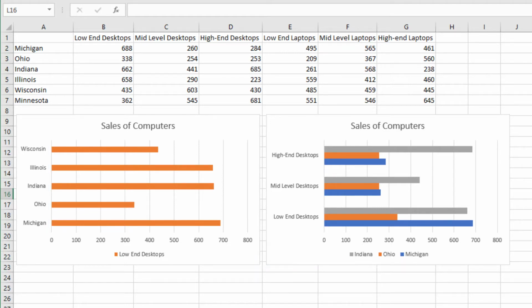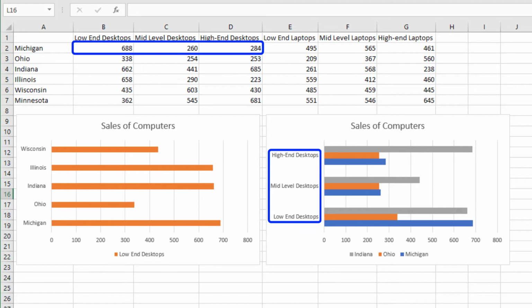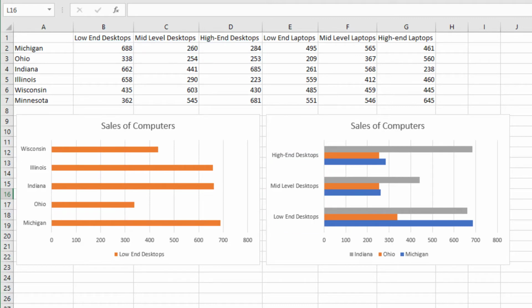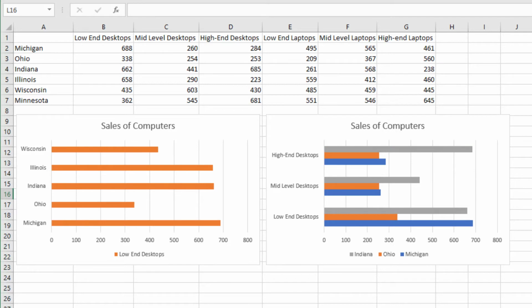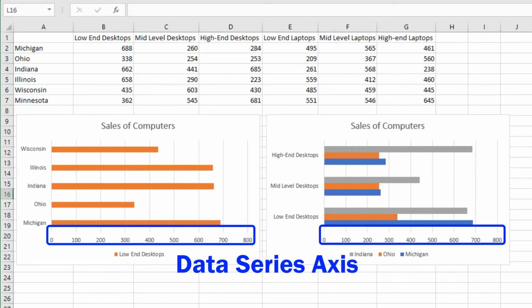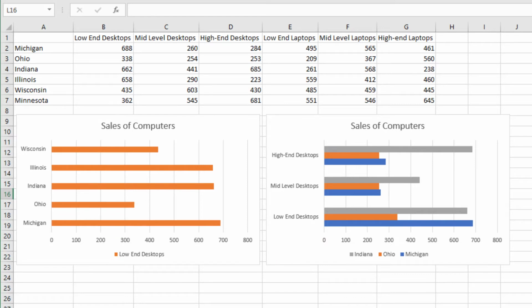For the chart on the left side of the worksheet, Excel gets the category labels from cells A2 to A6 on the worksheet. For the chart on the right side of the worksheet, Excel gets the category labels from B1 to D1. Microsoft refers to the bars as the chart's data series. The horizontal axis, which provides the scale of value, is the data series axis.